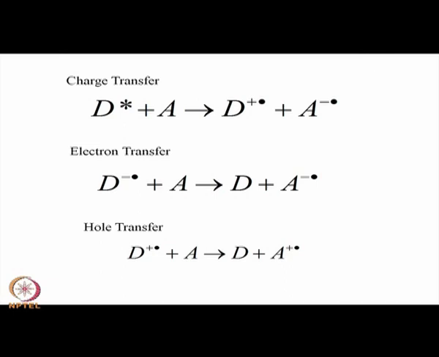The third one is hole transfer, or plus transfer. In that case you have D plus dot, then A, giving rise to D plus A plus dot, so that basically the plus is transferred. So three things you can consider: one is charge transfer, another is electron transfer, and the third one is hole transfer.